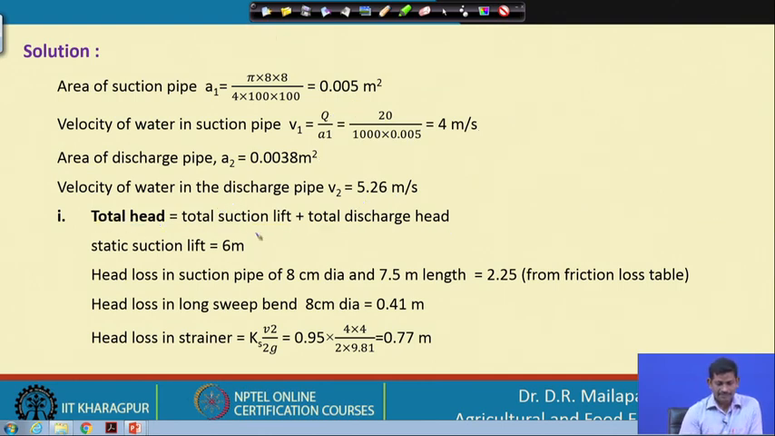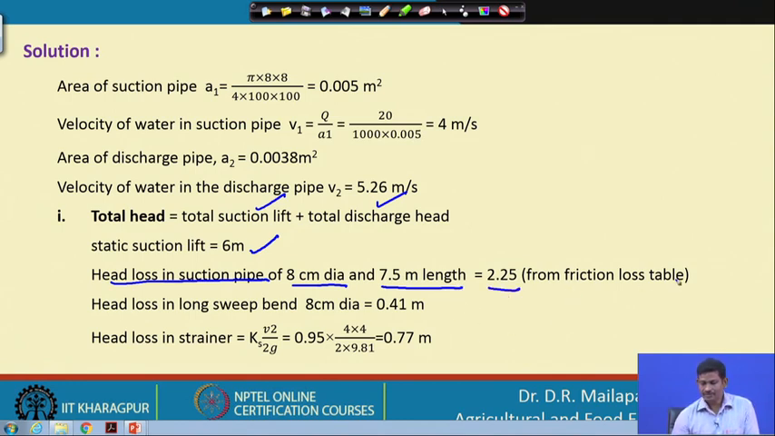As I said, the total head has two parts, suction lift and discharge. So, let us find what the suction lift is. It has the static suction lift, friction heads, and velocity heads. Static suction lift is 6 meter, as the suction pipeline is given. Head loss in the suction pipe, 8 centimeter diameter, 7.5 meter length, is 2.25.